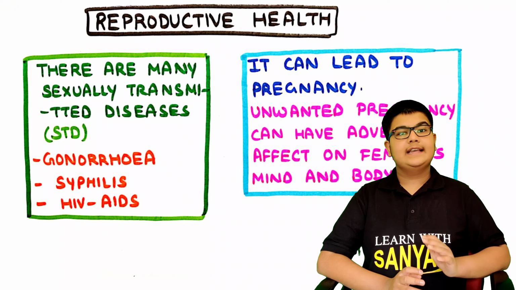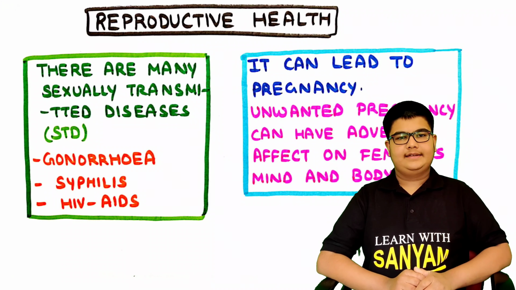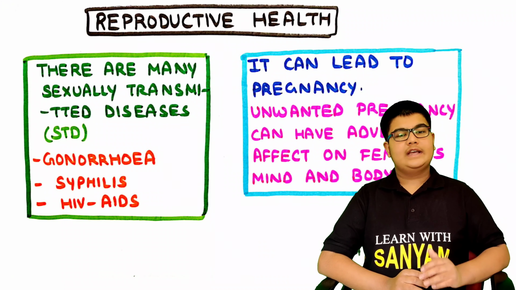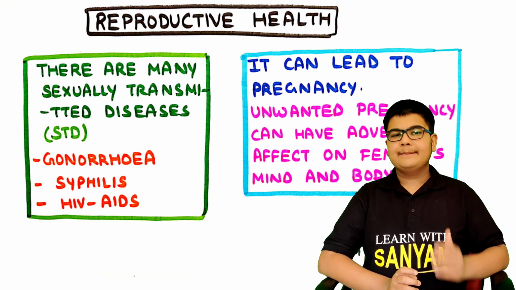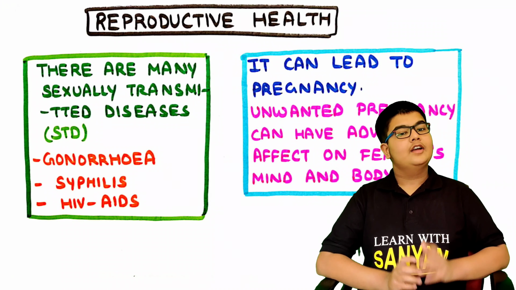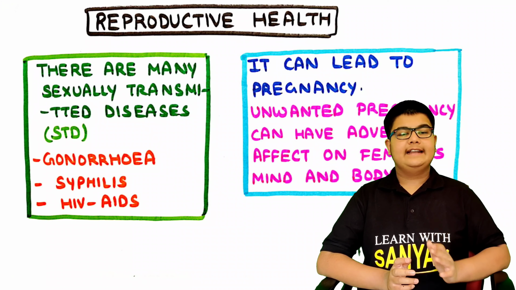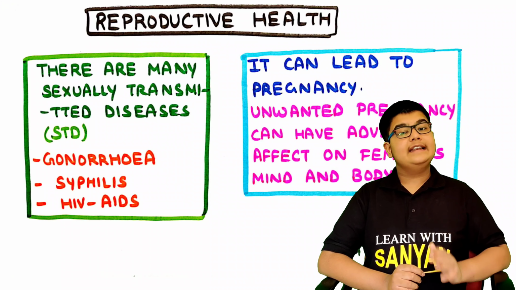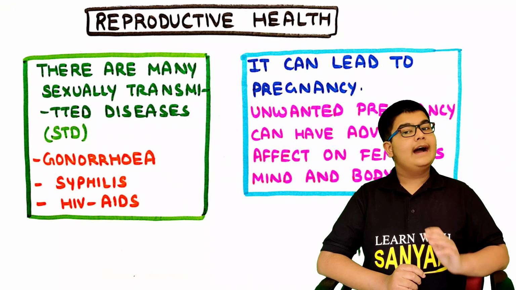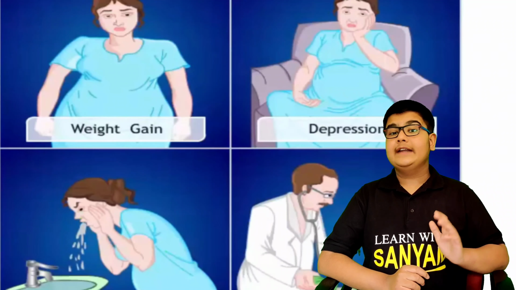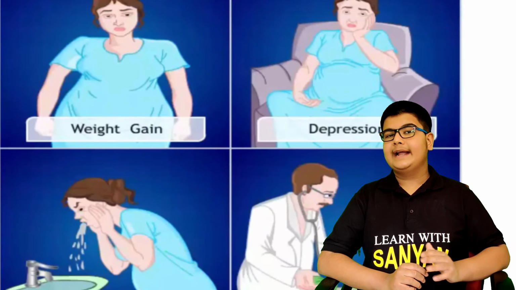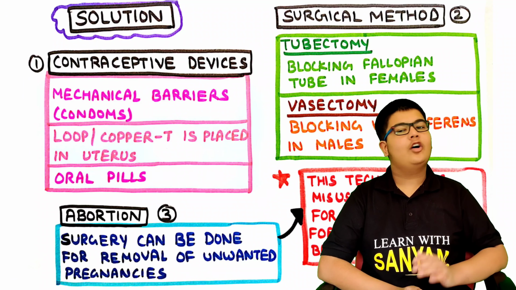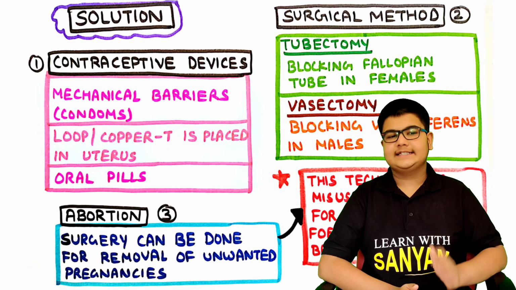Now let's discuss reproductive health. There are many sexually transmitted diseases known as STDs. Examples of STDs are gonorrhea, syphilis, and HIV/AIDS. Also, the sexual act can lead to pregnancy. Unwanted pregnancy can have an adverse effect on the female's mind and body. So let's see the solution to this problem of unwanted pregnancies and STDs.